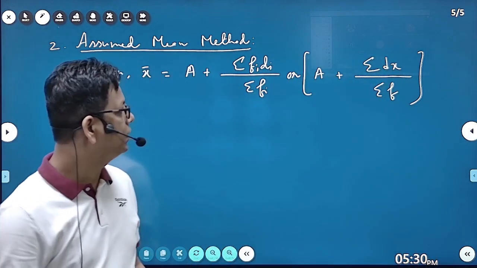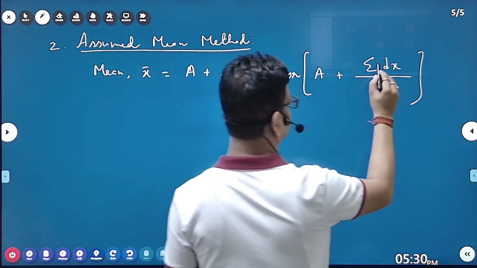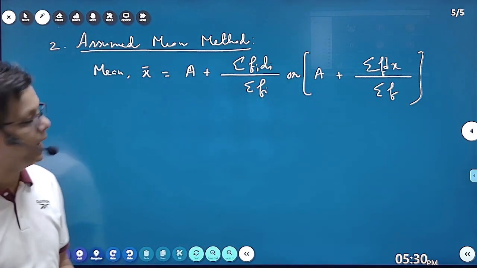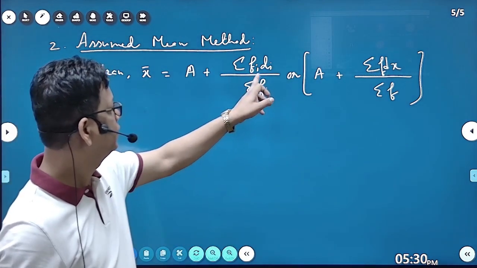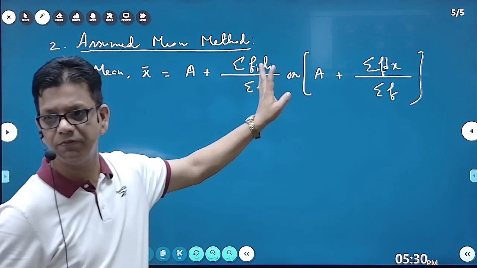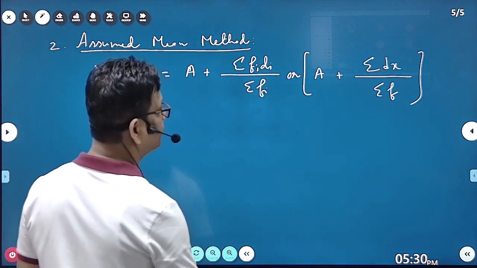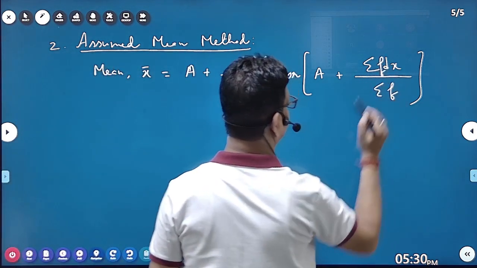That means this is f dx. They have given f dx. So they used f in place of fi, and dx in place of di. That is the simple difference. Otherwise, the formula is the same formula.